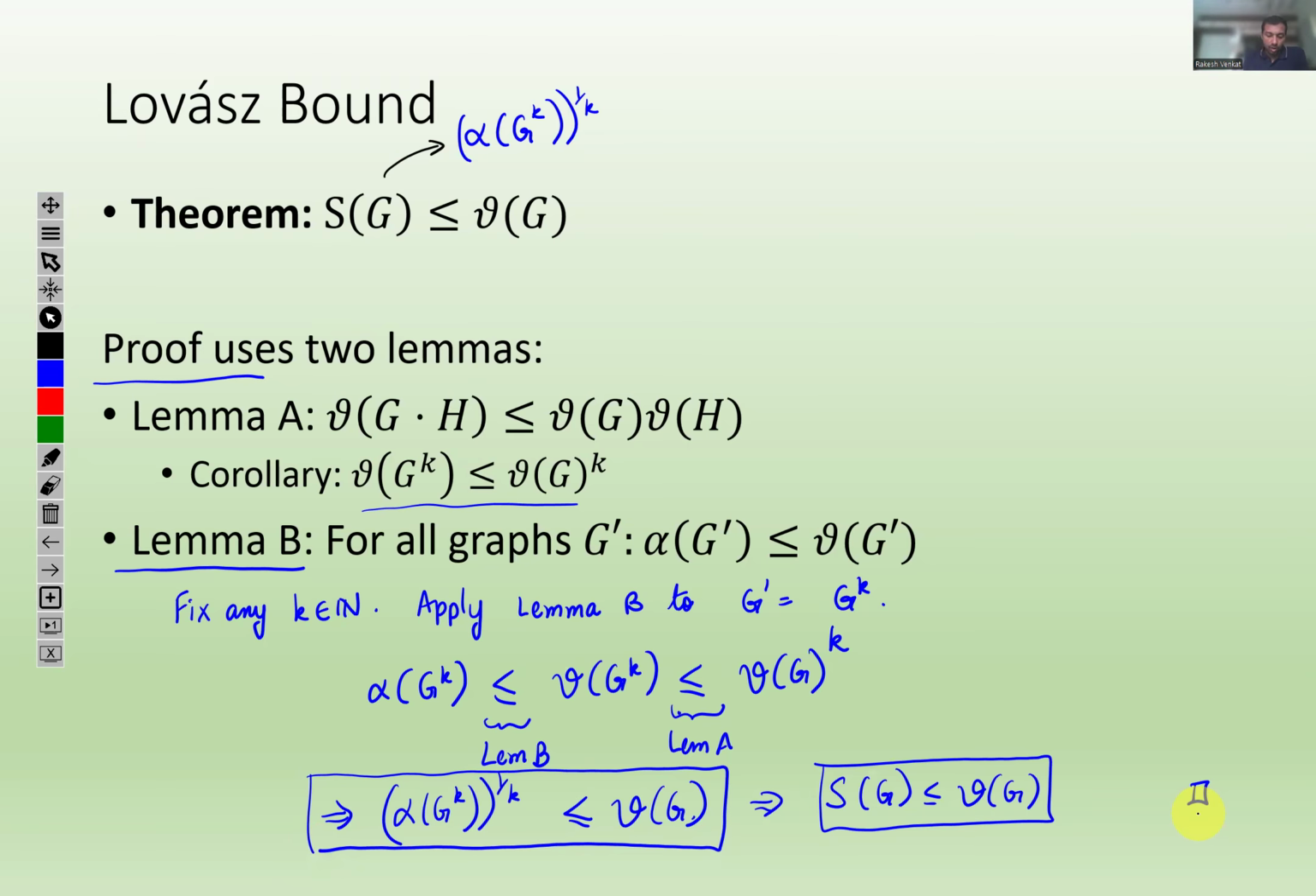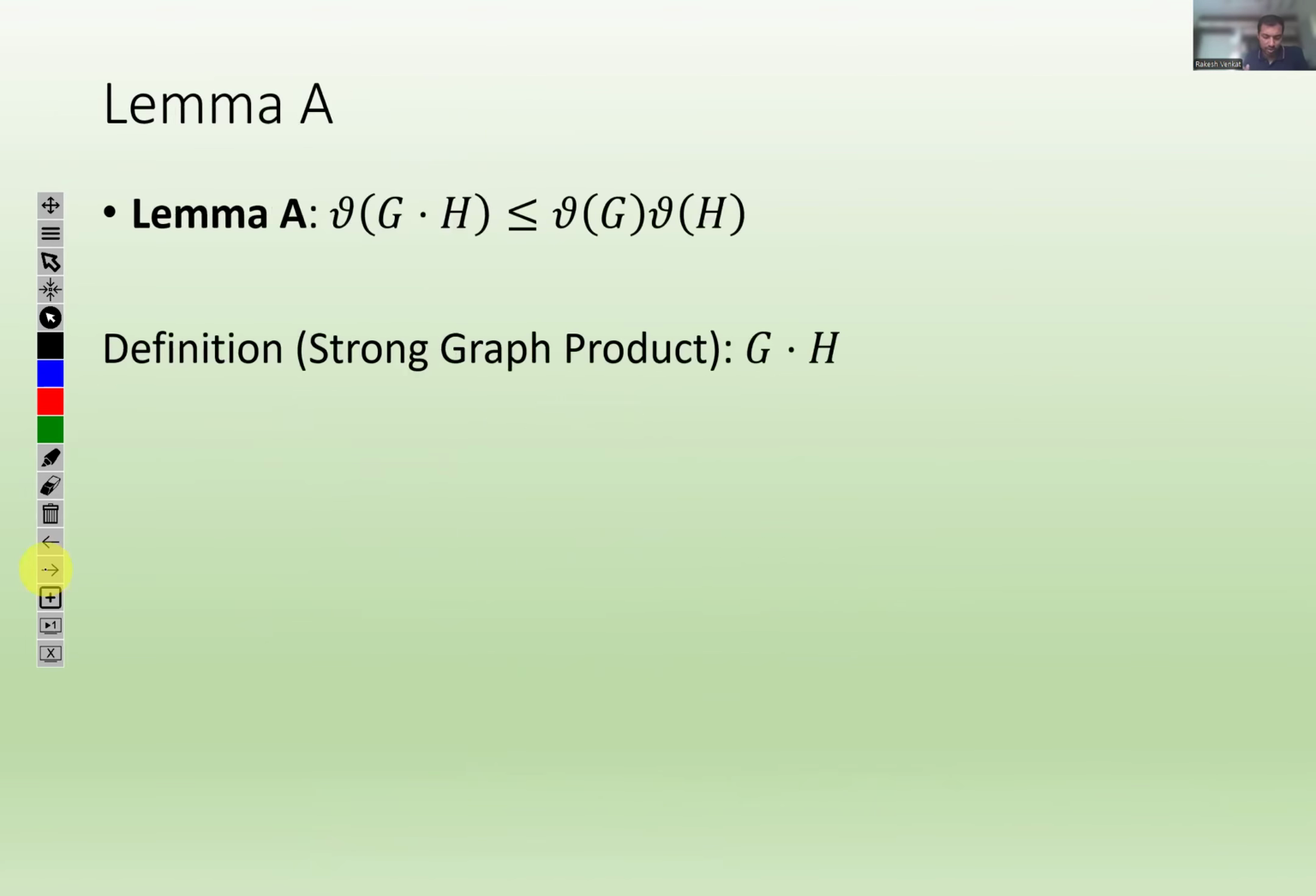So now what we have reduced showing the theorem to is just showing properties of the theta function. Both lemma A and lemma B are basically properties of the theta function. So let's go ahead and show these. Okay, so this will require some work, but not too much.